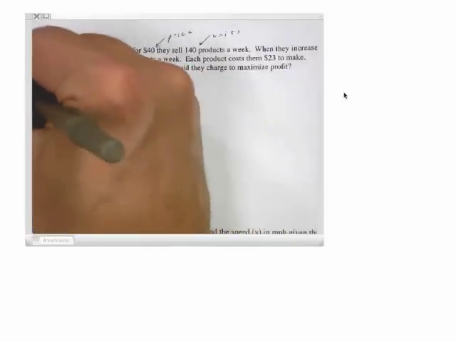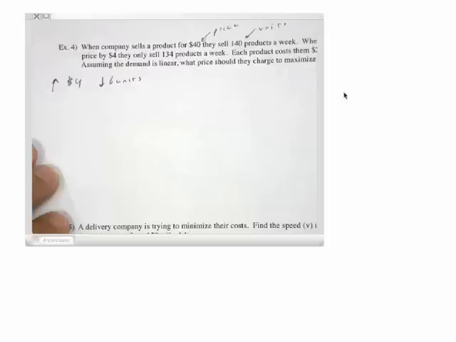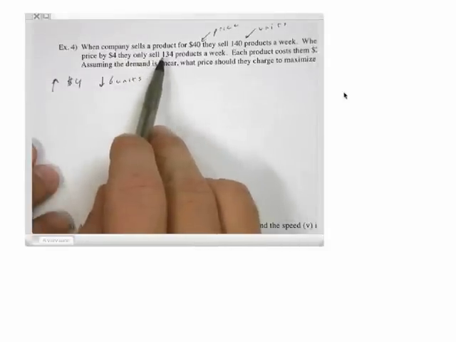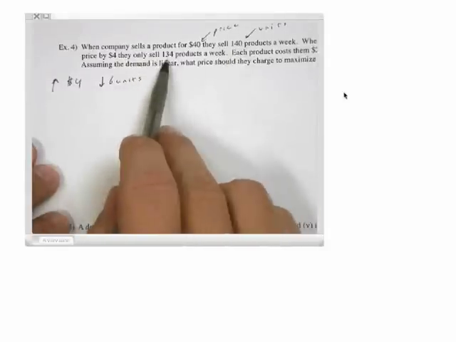So an increase of $4 led to a decrease of 6 units. Okay? If they increase the price by $4, they decrease the number of products sold by 6 because it went from 140 to 134.